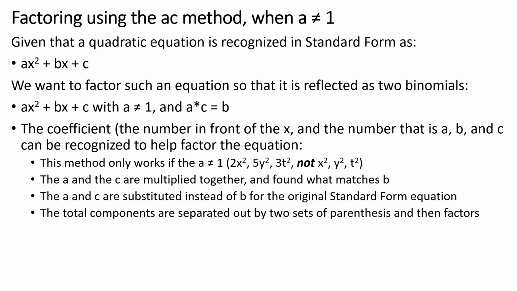Now, what if a, the coefficient in front of the x squared, is not 1? In ax squared plus bx plus c, where a is equal to 2, 3, 4, 10, something, but it's not 1, we can use the AC method. Now, refresh your memory again. The a is in front of the x squared, the b is in front of the x, and the c is the constant.